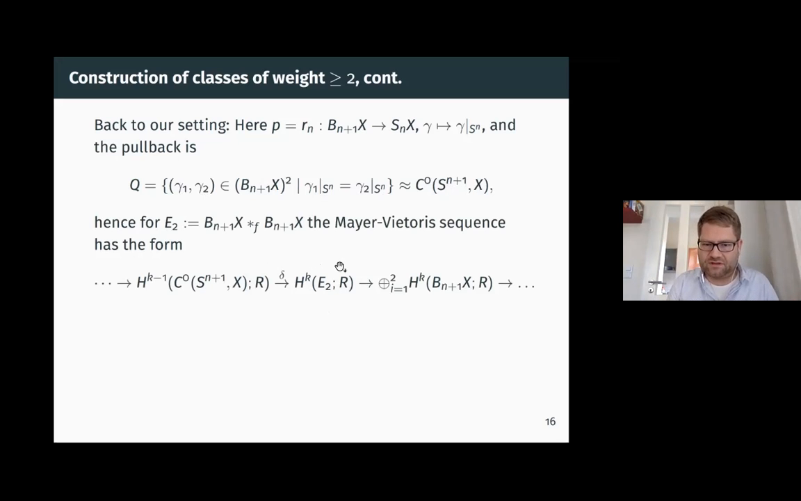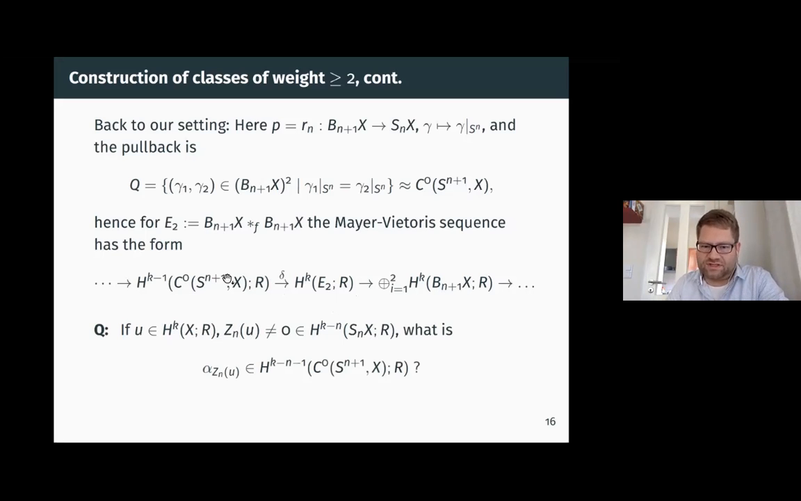So in the central term here we have the cohomology of E2. Here we get the cohomology of the total space of the fibration, and here we get the cohomology of this mapping space C0 from S^(n+1) to X. So if we now take this construction that I carried out, so we take a class on the space X and then find with it a class of weight 1 by this evaluation pullback in the cohomology of S^n × X, what is now the pre-image of the pullback here under the connecting homomorphism? So what is this associated class alpha with respect to Zn of u?